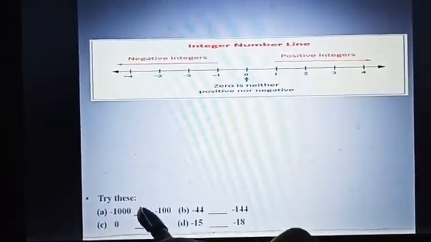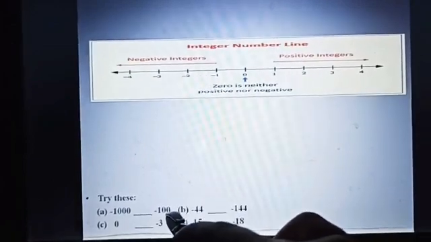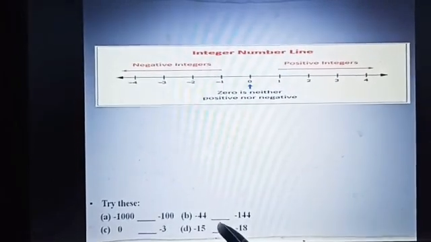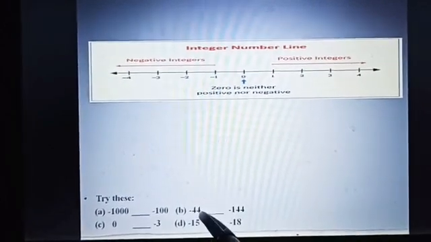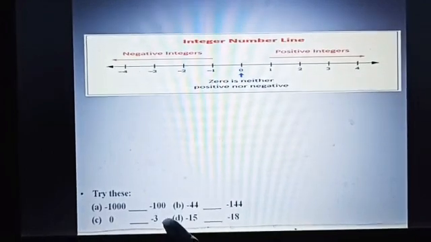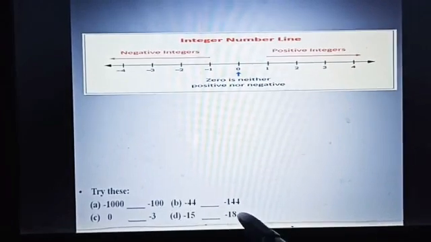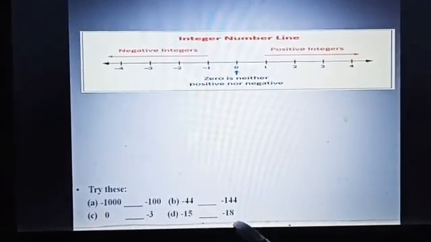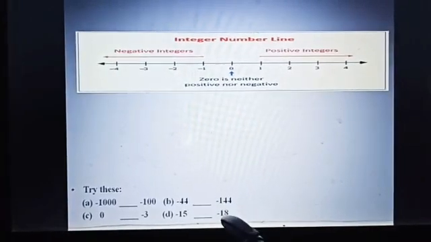In the very first question, between -100 and -1000, we have -100 greater. In between -44 and -144, we will have -44 greater. In between 0 and a negative number, always 0 is greater than any other negative number. In between two negative numbers, the smaller one will be greater, that is -15 will be greater than -18.